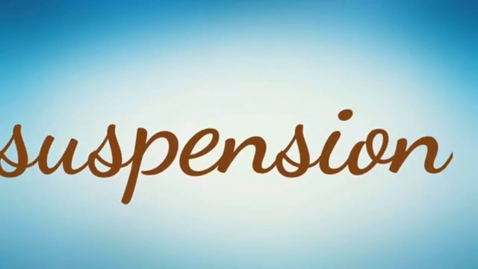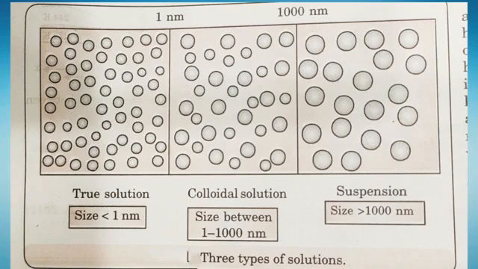Next, we will study suspension. Suspension is a heterogeneous mixture which contains small insoluble particles. Students, particle size is more than 1000 nanometer. For example, dust particles in water. The particles of suspension may not be visible to naked eye but are visible under microscope.